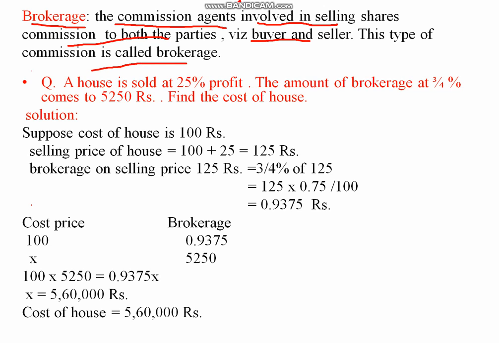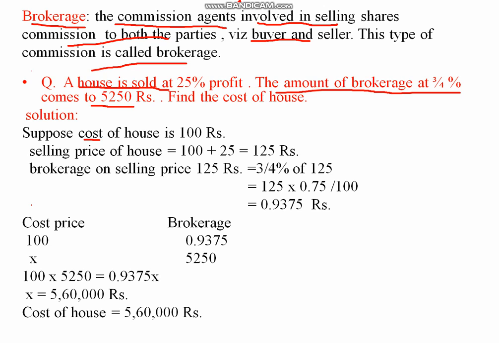See the question. A house is sold at 25% profit. The amount of brokerage at 3 by 4% comes to 5,250 rupees. Find out the cost of the house. We have to find the cost of the house. The percentage profit is given, and the amount of brokerage and the rate of brokerage are given.